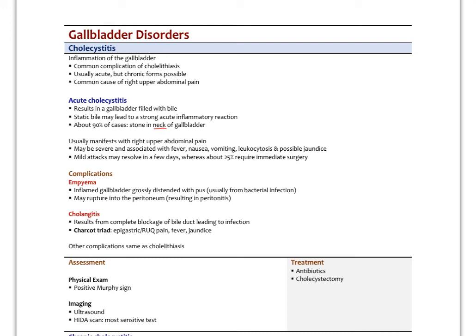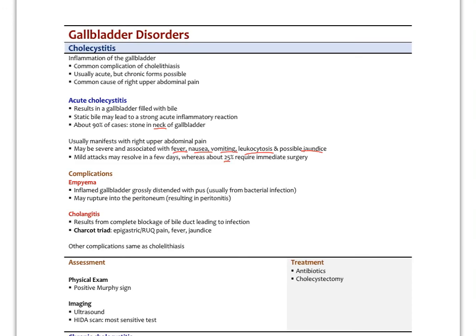It usually manifests with right upper quadrant abdominal pain, which can be severe, and we can see fever, nausea, vomiting, elevated white cells, and possible jaundice. All of these would be urgent signs to get the patient to a place where they can get potential surgery. Mild attacks might resolve in a couple of days, whereas about 25% require immediate surgery. And the reason why is the complications.